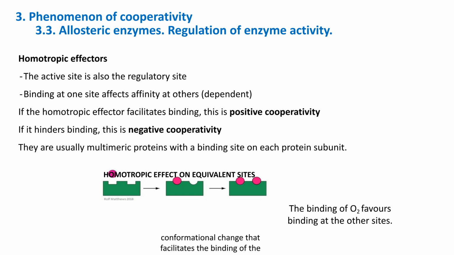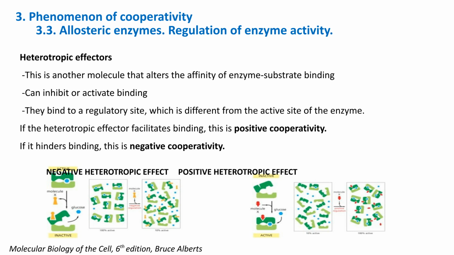Homotropic effectors bind to the active site, which also serves as the regulatory site. Binding at one site affects affinity at others, leading to positive or negative cooperativity. Heterotropic effectors are molecules that bind to a separate regulatory site, altering the enzyme substrate binding affinity. They can either activate or inhibit the enzyme, leading to positive or negative heterotropic effects.